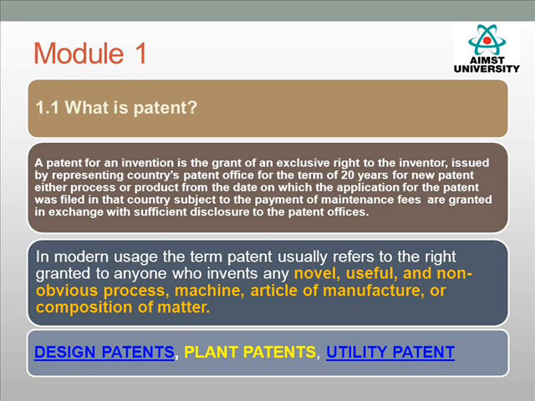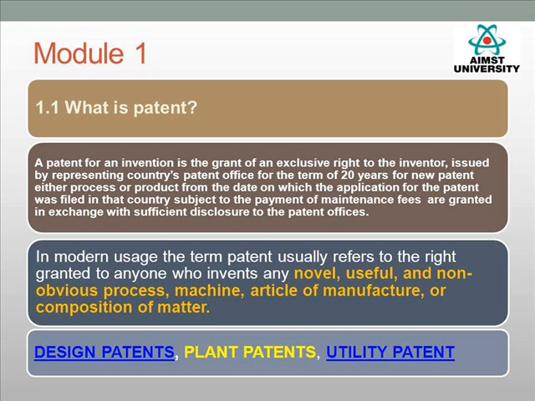The owner may also sell the right to the invention to someone else, who will then become the new owner of the patent. Once a patent expires, the protection ends, and the invention enters the public domain. That is, anyone can commercially exploit the invention without infringing the patent.